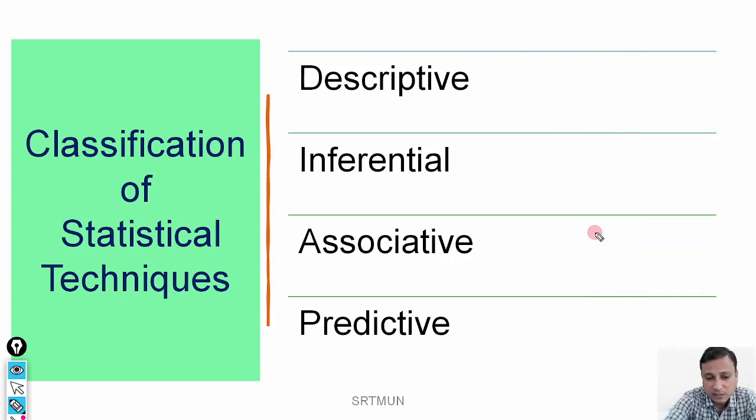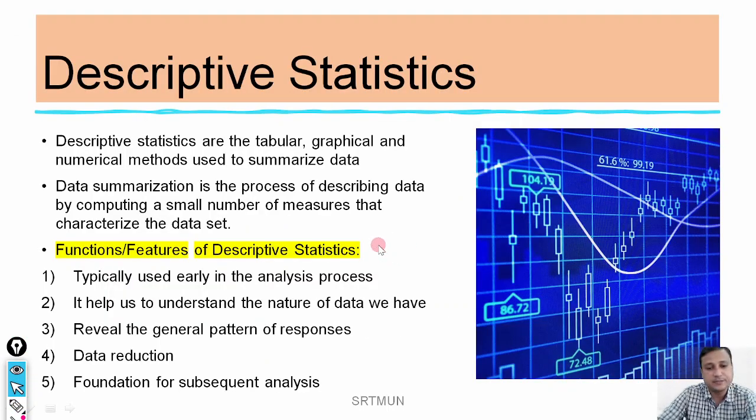But so far as this lecture is concerned, we are just going to understand the meaning of descriptive statistics and what type of statistical methods are involved in it. Then the meaning of inferential statistics and the statistical methods involved in it, and in both of these. Fine. So let me start with the first classification, that is descriptive statistics.